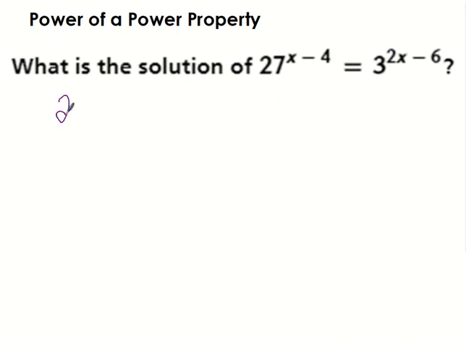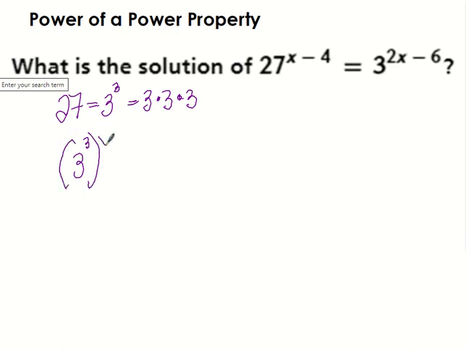So 27 is the same as 3 raised to the third power, because 3 times 3 times 3 would get me 27. So I'm going to change this to 3 to the third, and then raise it to x minus 4. Now, if you notice, I have a power raised to a power. So this is the same as 3 to the third times x minus 4. And then I'm going to have that equal to 3 raised to the 2x minus 6, which I got from right here.